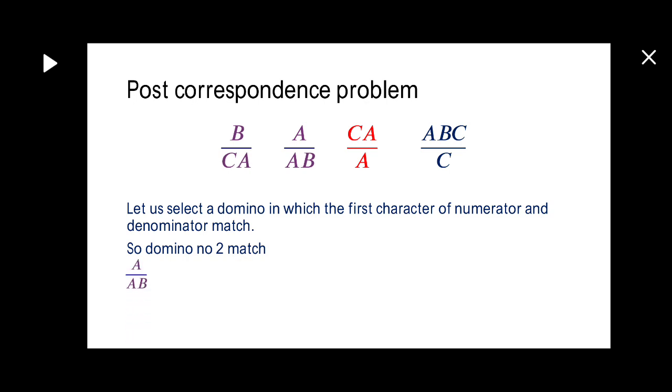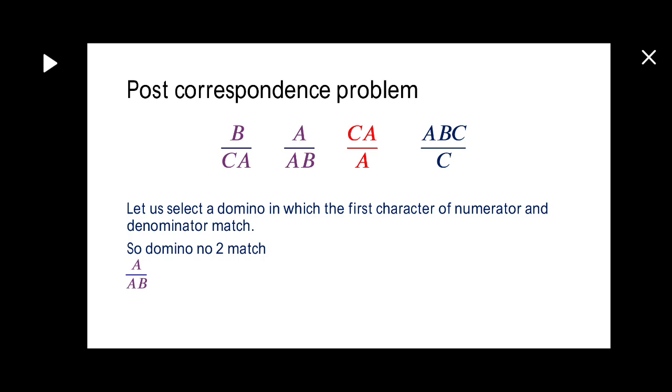So when you arrange it, I'm just putting A and AB here. Now the A and A in the numerator and denominator match, but in the denominator you have a B now. But there is no match for B on the numerator. So you have to select a domino where B is the first character in the numerator part. If you look into that, only the first domino falls under this category, B and CA. B is the first character. So you want to find the match for the denominator's B. The numerator should have a B, then only there will be a match.